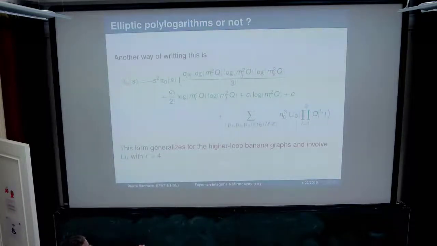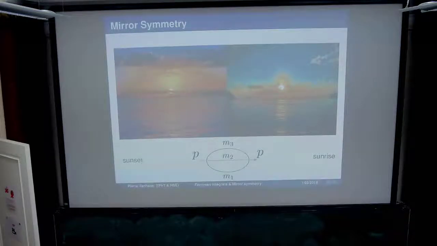But indeed, you lose the elliptic polylogs, but you have the famous Li3 that comes as usual when you compute the Gromov-Witten invariant, and then the betas are in the homology of that. I'm going to explain this. So this is sunset, this is sunrise, so this is my version of mirror symmetry.